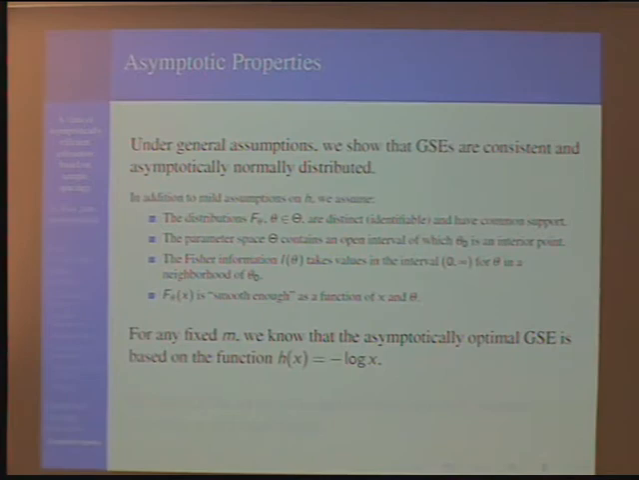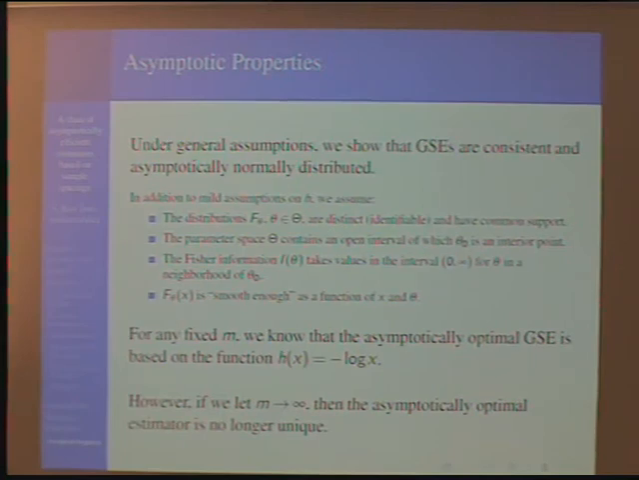So we know for a fixed m, asymptotically optimal generalized spacing estimators, GSE is my notation for them. What is a generalized spacing estimator? Those are estimators that use m-step spacings, for example. We know for any fixed m, there are results that show H(x) is minus log x is the optimal choice. But if m goes to infinity, then the asymptotically optimal estimator is no longer unique.